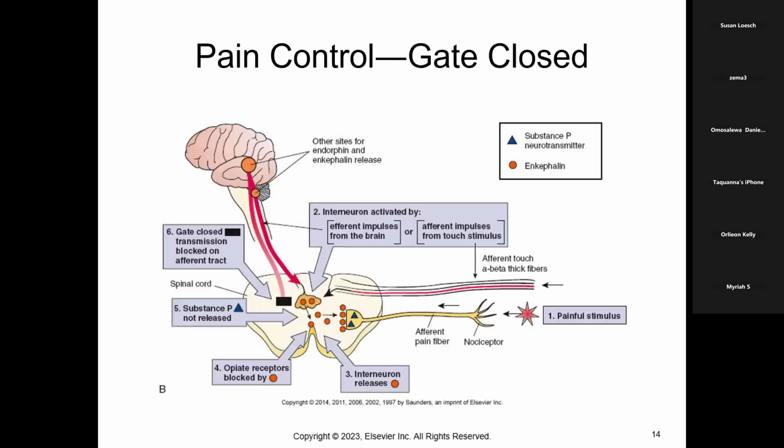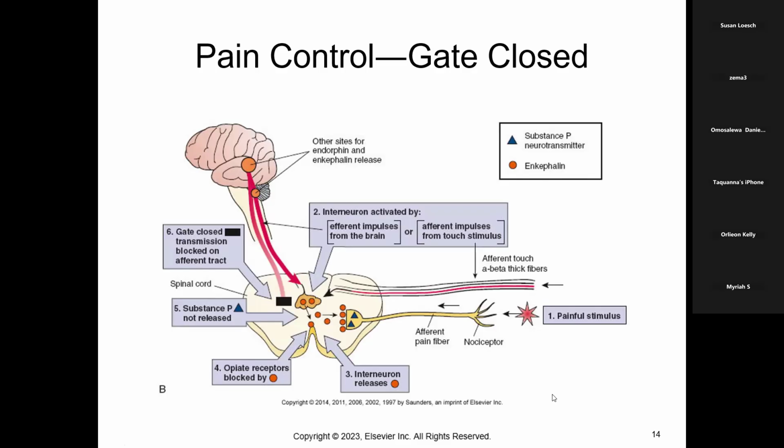All right. So this is just this slide. Just take a look at it when you have a second. Okay. And it's just explaining how the gate theory works. You just have to be aware of the theory. It's really associated with the ice and the heat. Again, we're sending another signal. Okay. Now, substance P, if that's released, the person's going to feel pain. So we try to block the substance P.